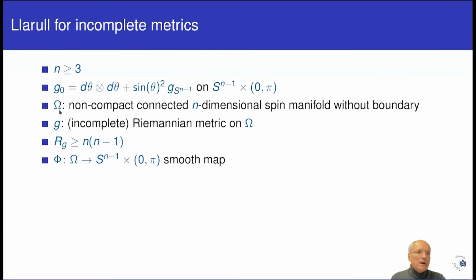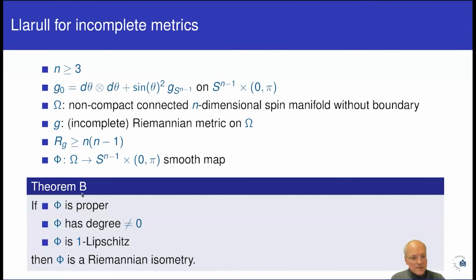And what our manifold previously was now gets replaced by a manifold omega, which is a non-compact, connected n-dimensional spin manifold, but without boundary. So it's an open manifold. And we assume that we have a Riemannian metric on omega, which generally is incomplete. Again, we assume that the scalar curvature of omega is bounded below by the scalar curvature of the model space, which is n times n minus 1, and that we have a smooth map. And now theorem B tells me that if this smooth map is proper, has non-zero degree, and is 1-Lipschitz, similarly to the previous situation, then it must be a Riemannian isometry.